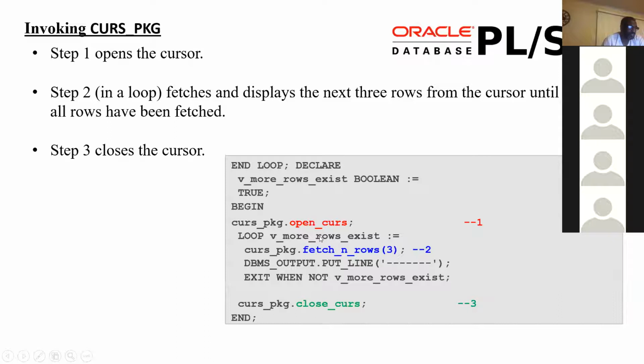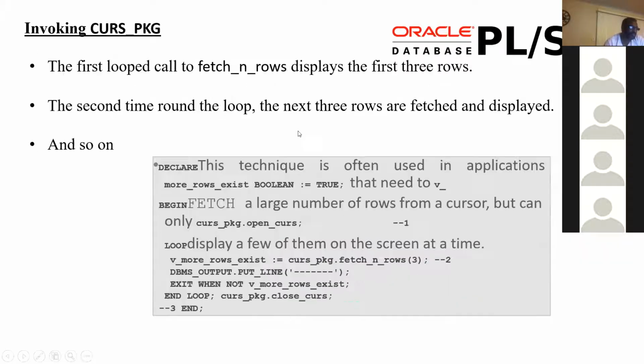Now, do you all see this one? What we're trying to illustrate is that this package can be called in several ways based on the application and depending on what the user is trying to accomplish. And it will do the same thing based on the parameters or the values of those variables, etc. Let's see, the first loop call to fetch n rows displays the first 3 rows.